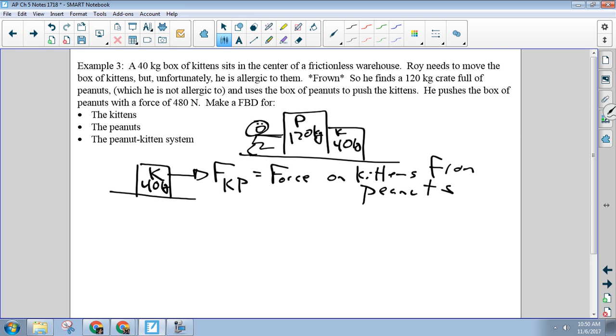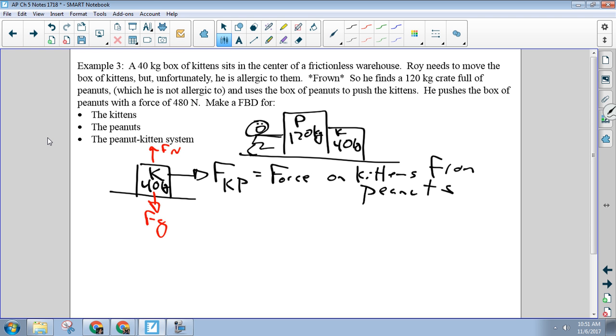All right, are there any other forces on the kittens? Gravity, normal force. I drew them in red because they're going to cancel and they don't really matter. Take that, gravity. You don't matter. All right. Everybody good? Yep. All right, so there's our kittens.